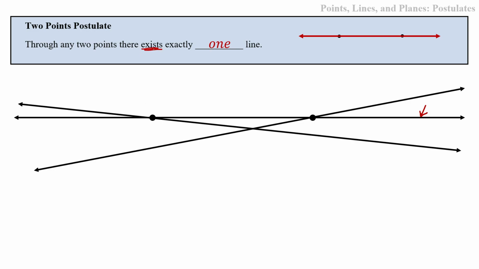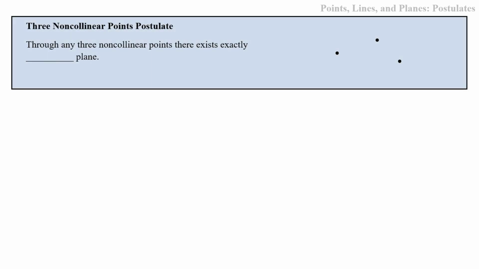And if you remember last lesson, we had said that points exist anywhere. You don't have to draw them all, but they're all over the place. And therefore, that line exists there. The second postulate is called the 3 non-collinear points postulate. And if you remember, collinear means on the same line. So non-collinear means not on the same line.